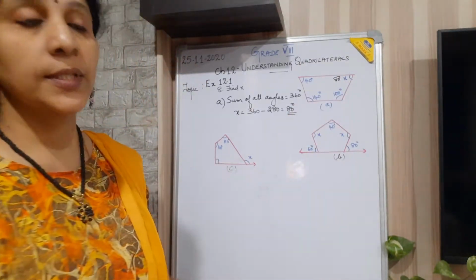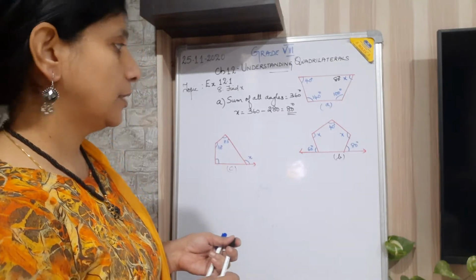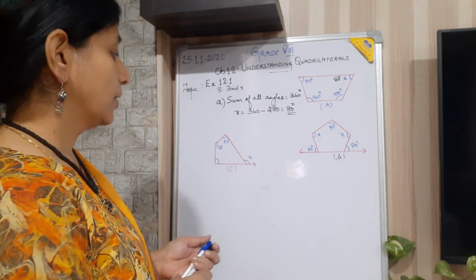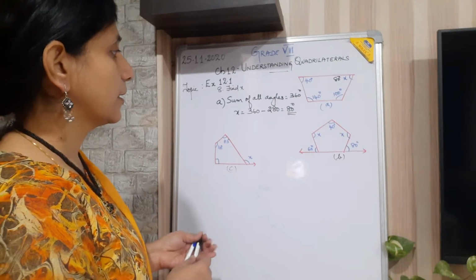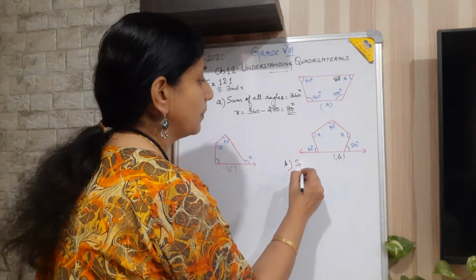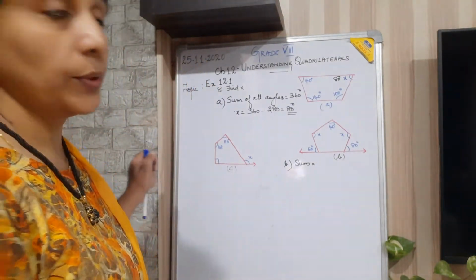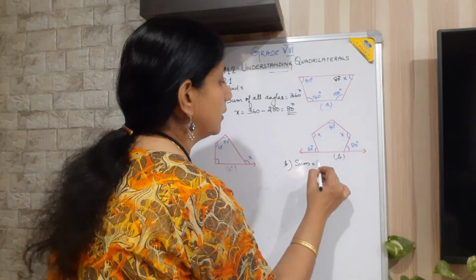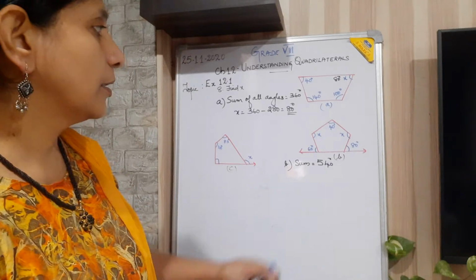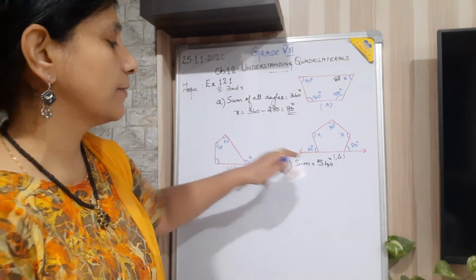Now we are going for the second one. Second one is 1, 2, 3, 4, it is a pentagon. Okay, and here you have to again find x. So how are you going to find the x? The sum of all angles of a pentagon is equal to 5 minus 2, that is 3 into 180, it is 540 degree. And here all the angles 2x is given, 2x plus 40x.